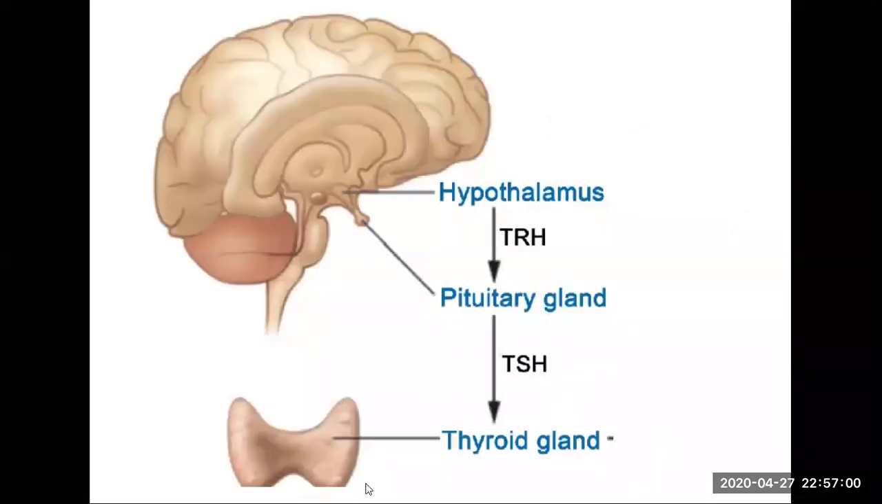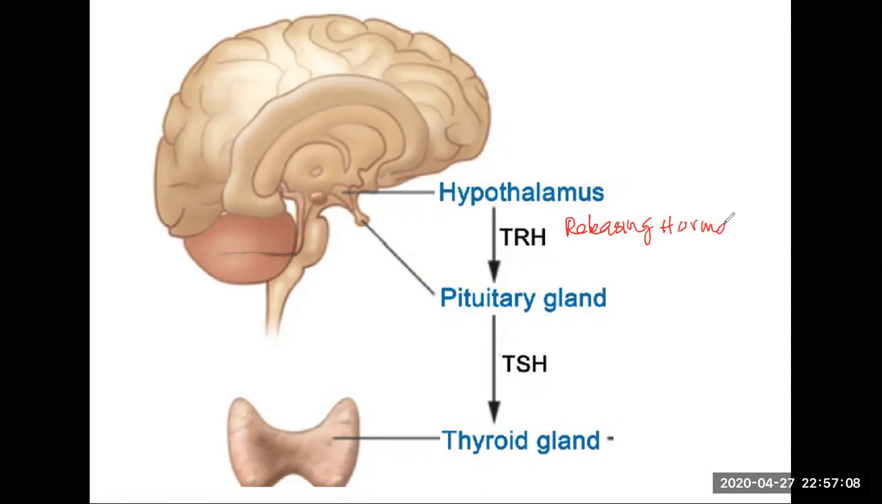Okay, look at this. That's the hypothalamus. The hypothalamus produces a releasing hormone. The releasing hormone from the hypothalamus goes to the pituitary gland, and the pituitary gland produces a specific pituitary hormone. Okay, that's TSH, a pituitary hormone, but we don't have it in our syllabus, so no need to memorize it. The pituitary hormone goes to the thyroid gland and helps the thyroid gland to produce thyroxine. Okay, that's how we produce thyroxine. The production of thyroxine is controlled by releasing hormones from the hypothalamus.